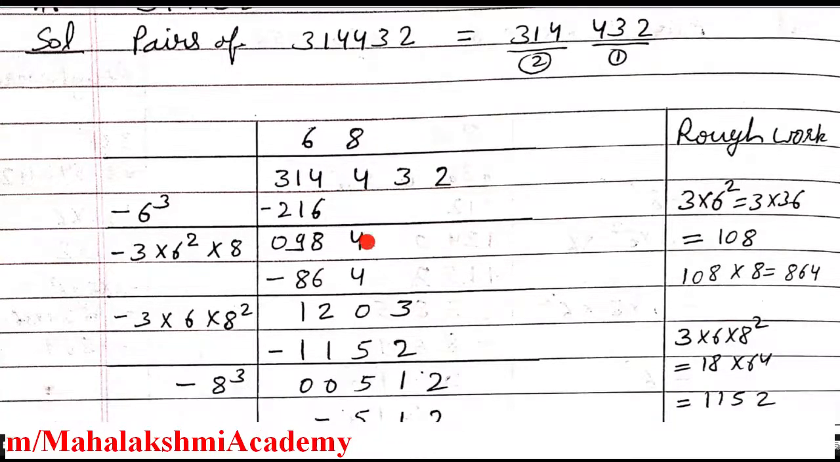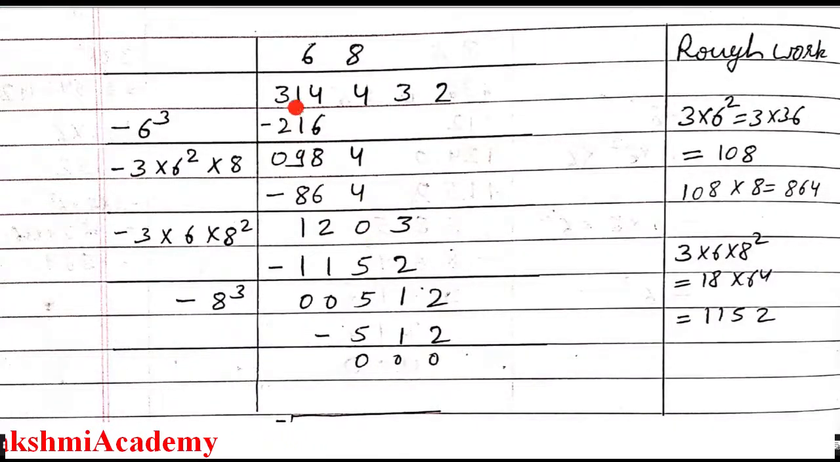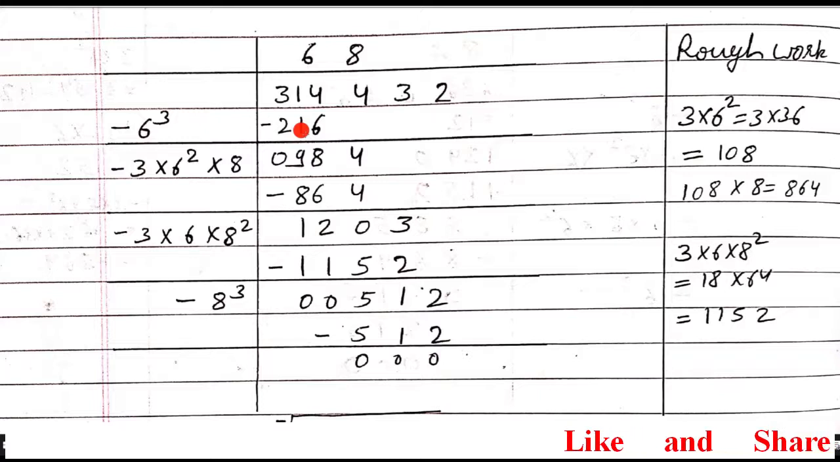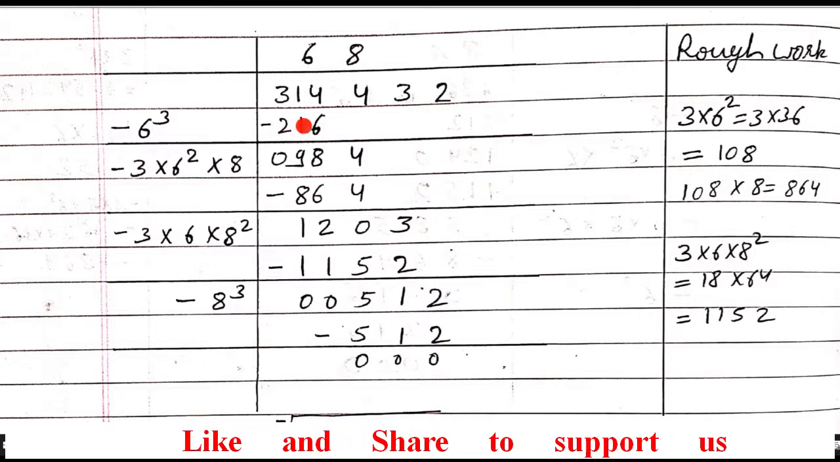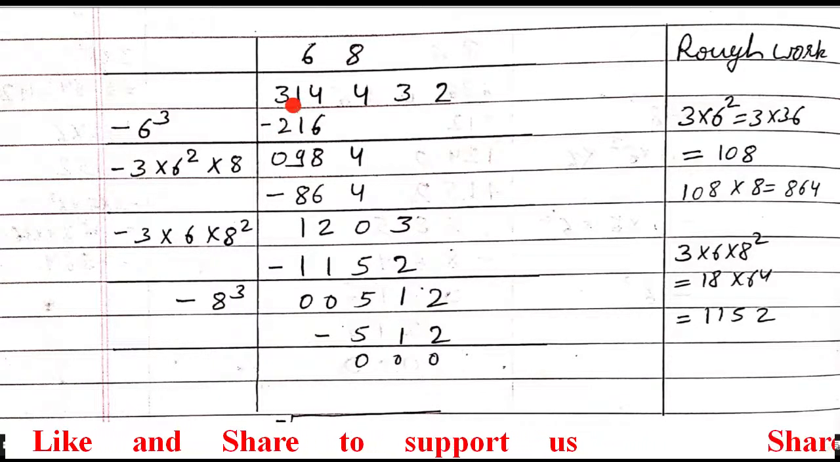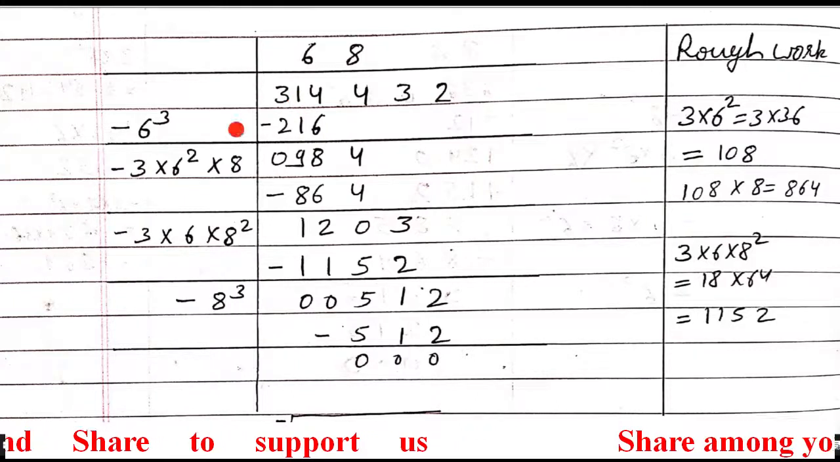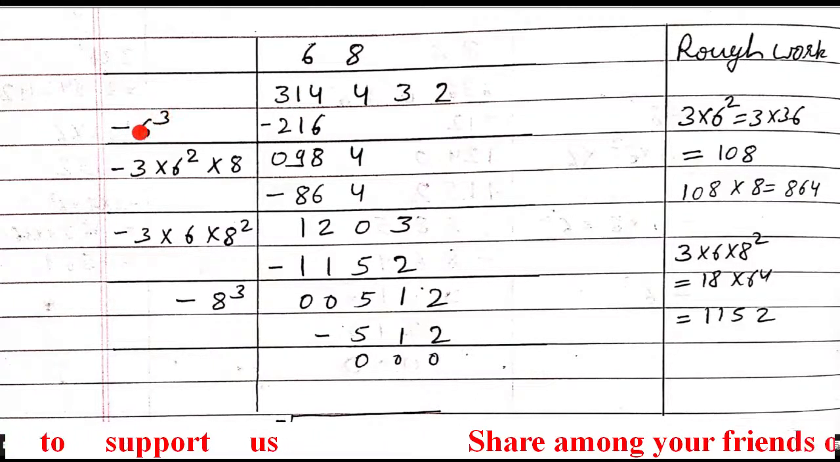So the first step is we have to think of a number whose cube is either 340 or less than 340. So we find that 6 cube is 216, because 7 cube is 343, which is more than this. I am repeating, 6 cube is 216 and 7 cube is 343, which is more than this. That's why we will select 6 cube.